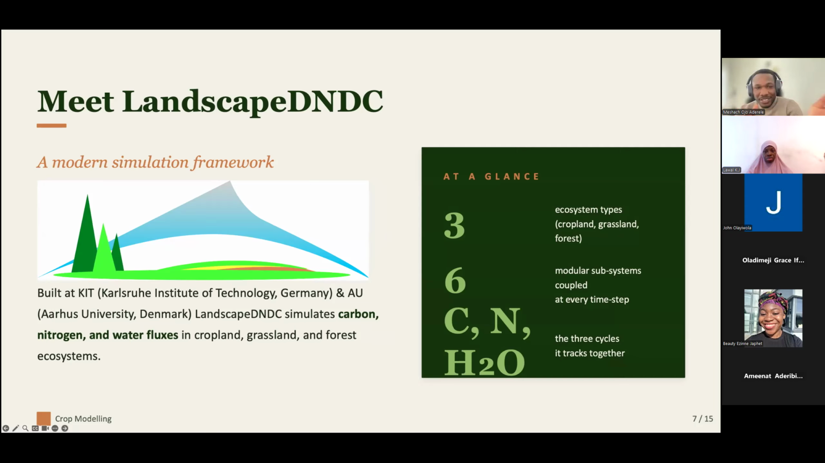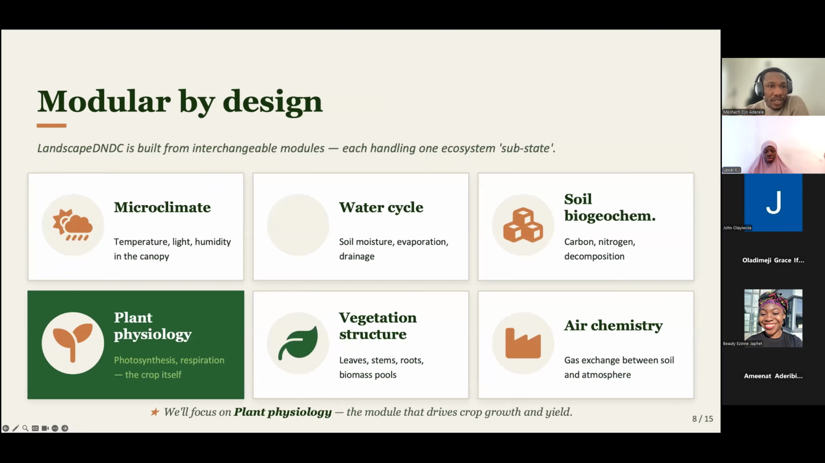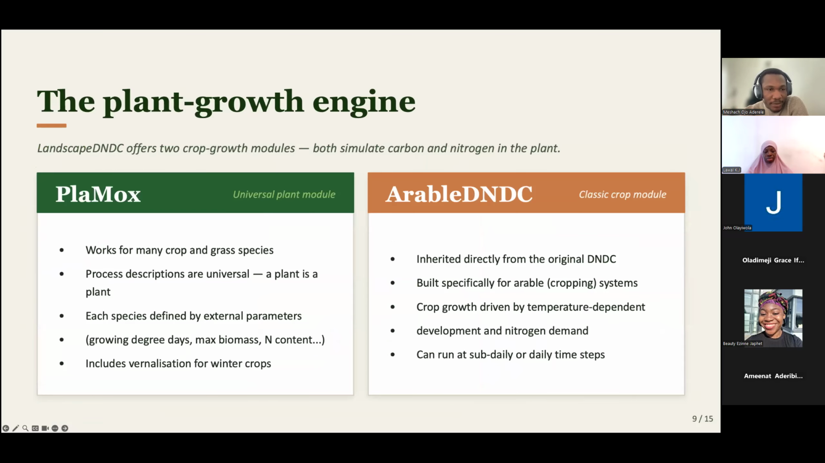It is built by KIT and Aarhus University, where I work. What it does is simulate carbon, nitrogen, and water fluxes. These are the cycles that happen in the soil and in the environment for crop growth to happen. There's carbon exchange and carbon distribution, there's the nitrogen process that takes place from nitrification to denitrification, and there are water fluxes, that is the hydrology: how water moves from one part of the soil to the other to be available to the plant to grow, because you need all this interaction for photosynthesis to take place. And it is modular by design.